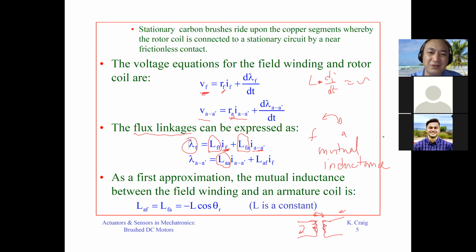Because you have a coil, you will have inductance and resistance. So inductance, resistance, okay? And there's another one called LAF. It's called mutual inductance, okay? Mutual inductance. So because of that coupling, they can convert mechanical energy to electrical energy or electrical energy to mechanical energy.